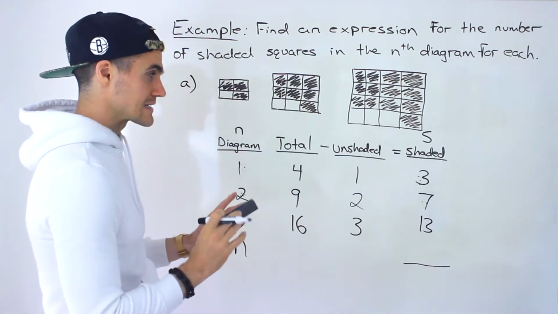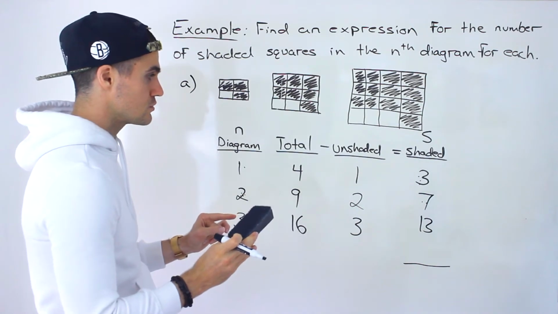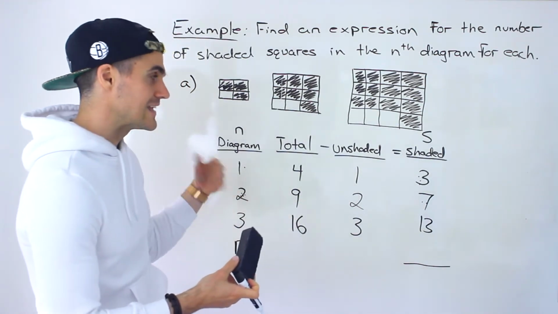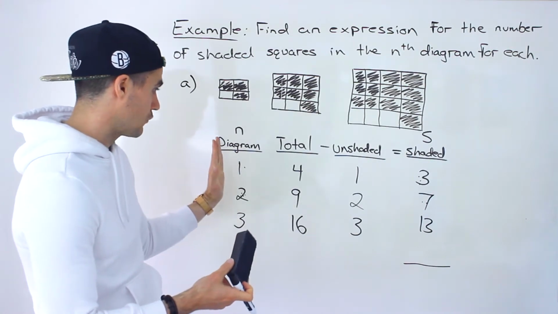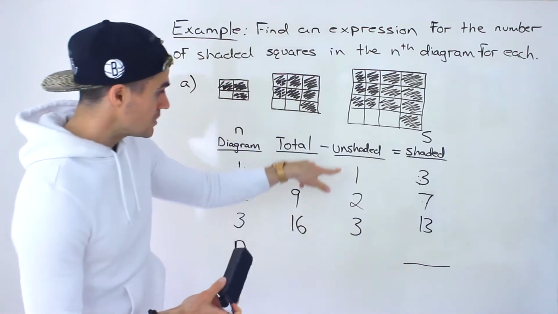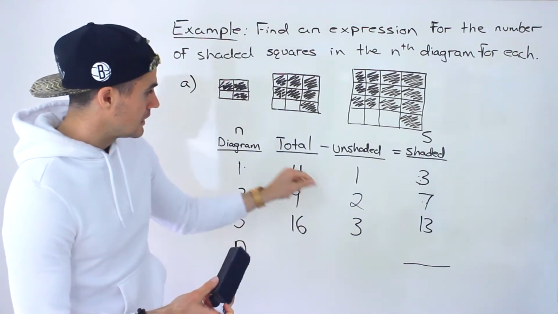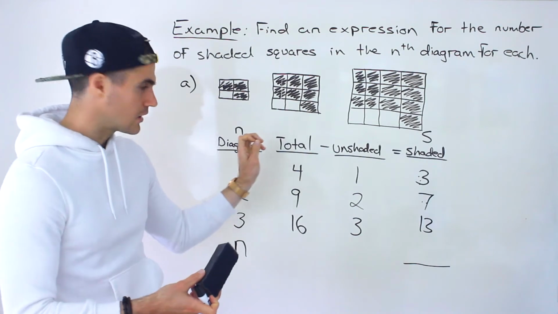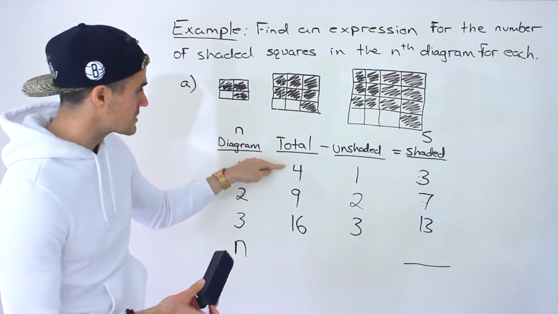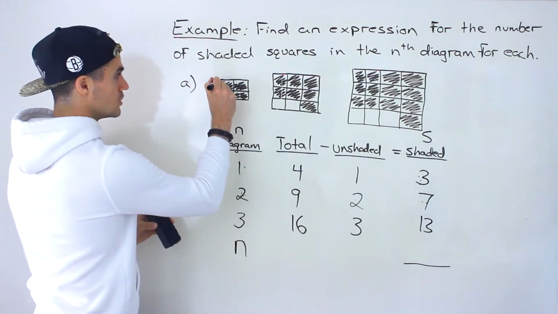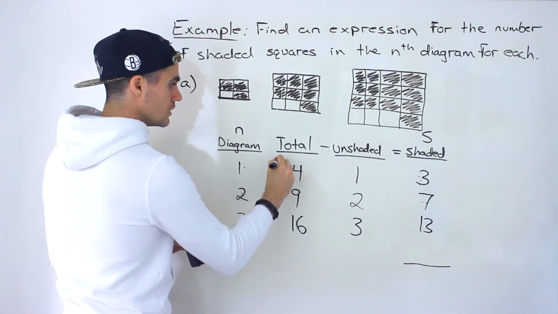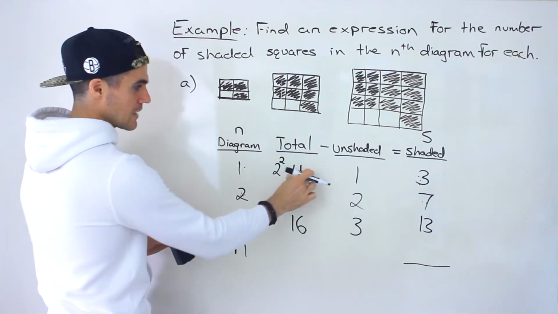So it's kind of tough to get the relation directly from this column to this column over here. But notice that with these two columns, it's a little bit more clear what's going on. Notice that there's 4 over here. And how did we get this 4? Well, notice that there was 2 by 2. So we can actually write here 2 to the power of 2. That's how we got this 4.